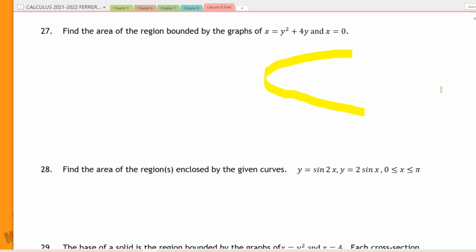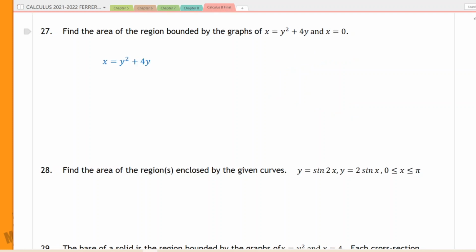Let's take a look at that function. We'll try to factor it a little bit and try to find the zeros. Well, if you've got x equals y squared plus 4y, then that's equivalent to x equals y multiplied by the quantity y plus 4, which means that x is going to be equal to 0 when y equals 0, and when y is equal to negative 4.